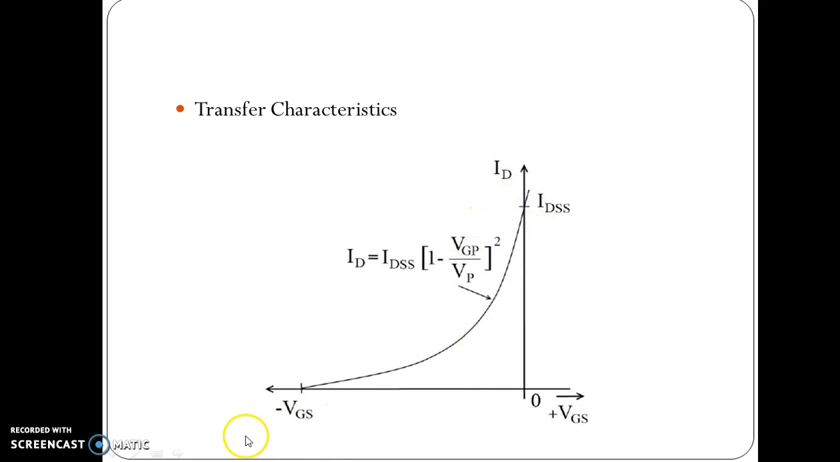So when the VGS value is equal to 0, the drain current value is maximum, that is IDSS, and as we increase this VGS in the negative direction, the drain current also goes on decreasing. This graph can also be calculated by this equation: ID is equal to IDSS into (1 minus VGS upon VP) whole squared.